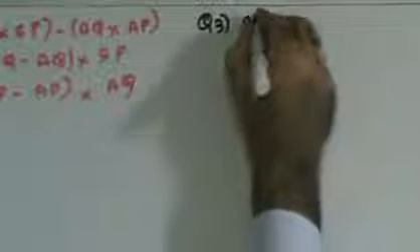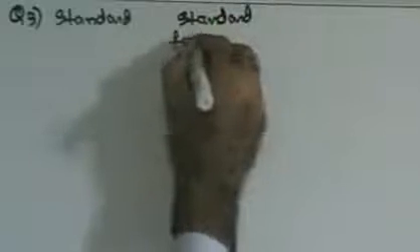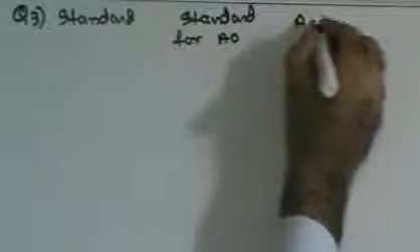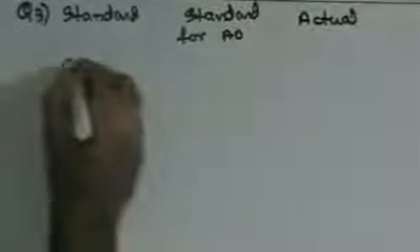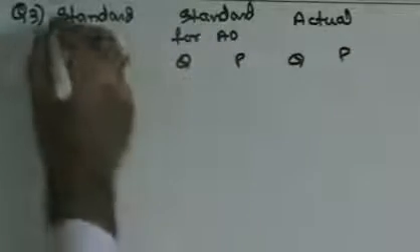First, let's make the table. Standard for actual output, actual, quantity, price, quantity, price, quantity, price.